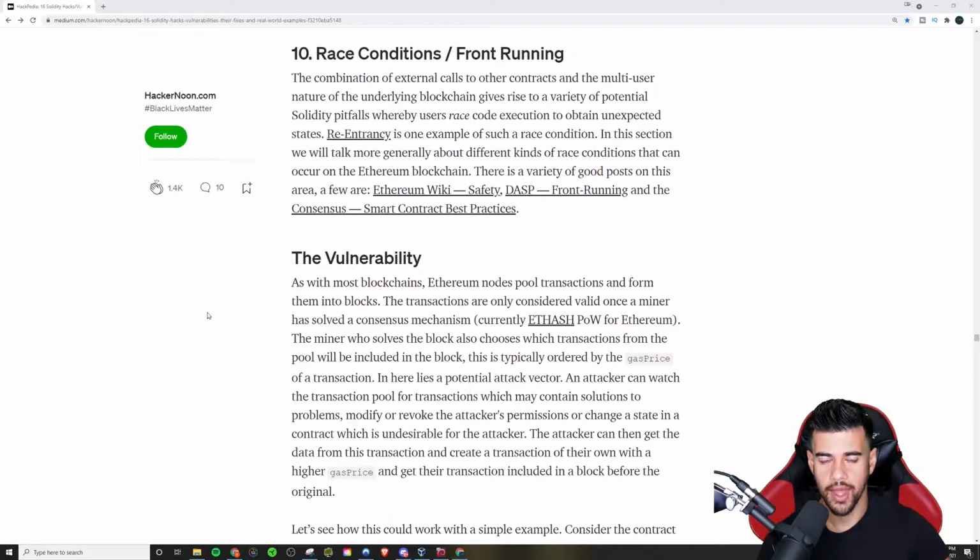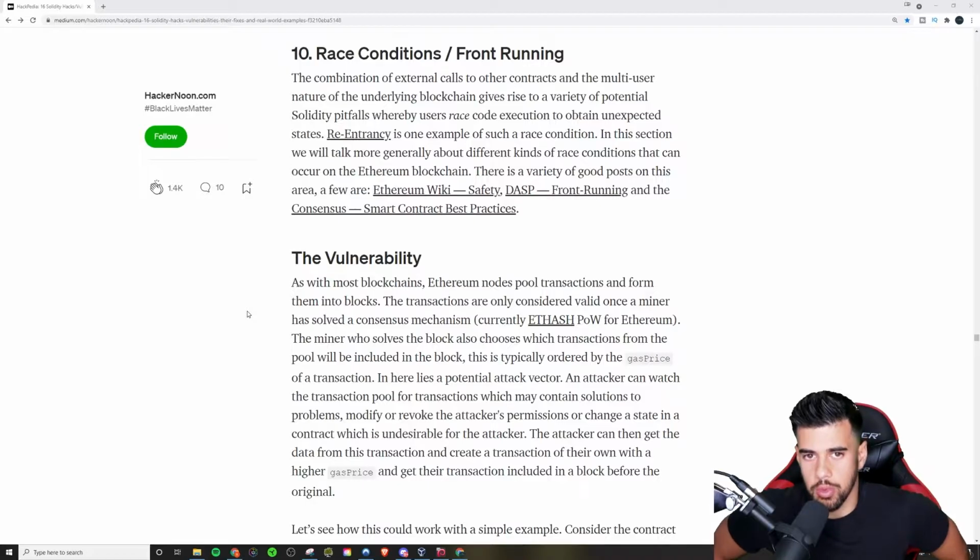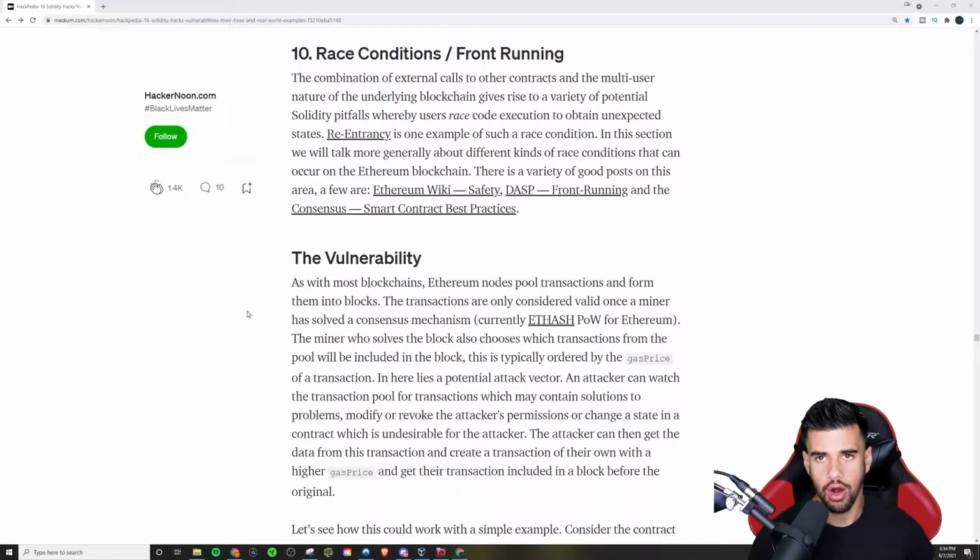All right, welcome back to another Solidity Smart Contract Vulnerability. This one will be covering race conditions and front running. Race conditions are a vulnerability that exists in a number of programming languages, but it can be especially tricky when it comes to Solidity smart contracts because of how the blockchain functions.